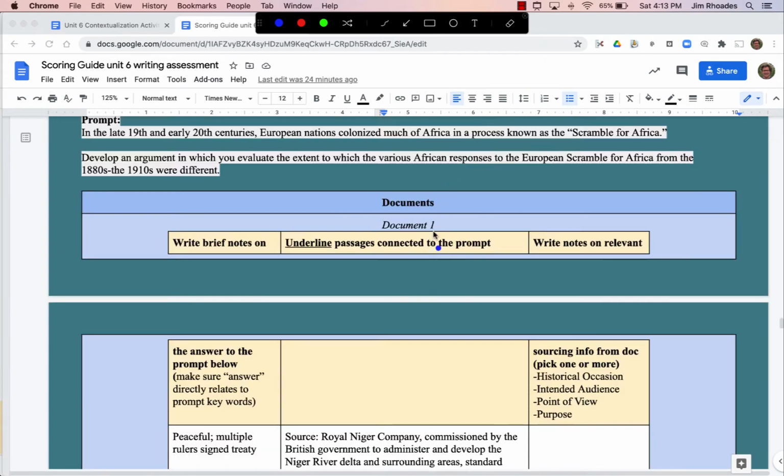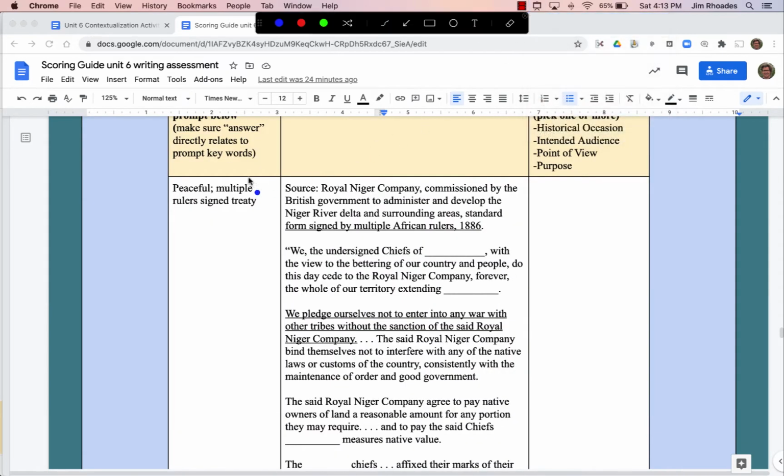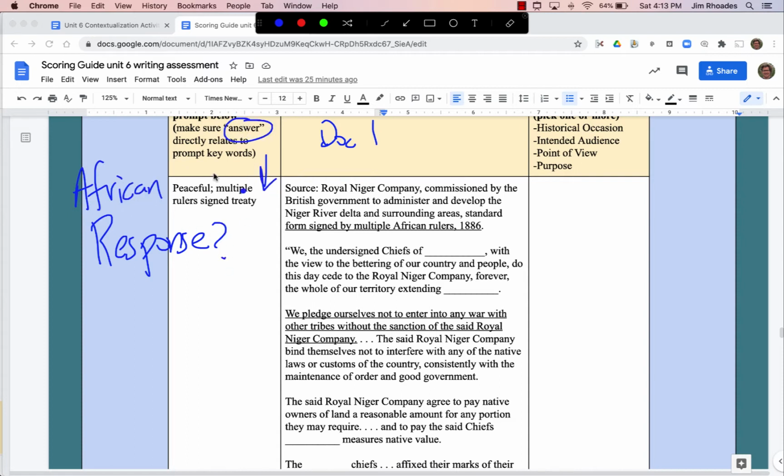So here are the documents down here. And remember, we're looking for African responses. So there should be a voice in my head when I'm looking at a document. This is document 1. And the voice is asking, what is the African response? And this column right here for the answer is designed to collect those key words. So I'm asking myself every time I read a document, what response am I finding here? And I like to underline stuff.